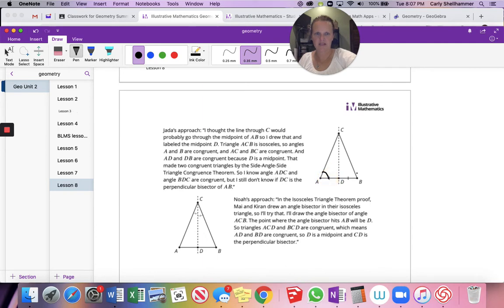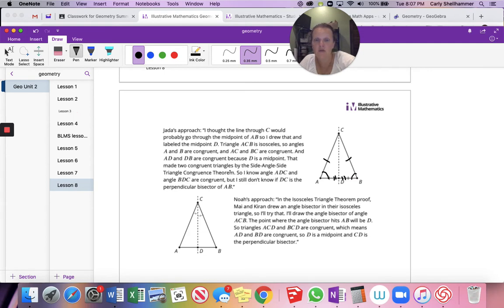Okay. So she just said these are congruent. Triangle ACB is isosceles, so angles A and B are congruent, and AC and BC are congruent. And AD and BD are congruent, because D is a midpoint. She made it that way.